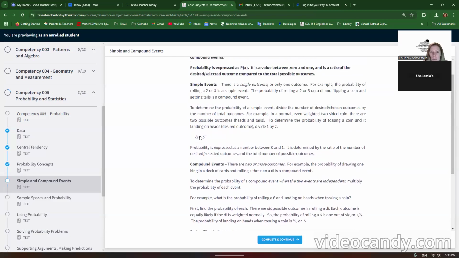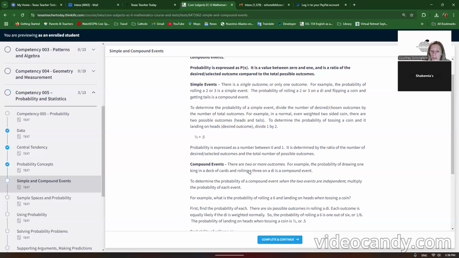To find the probability of a simple event, you just take the desired outcome and divide it by the total possible outcomes. So if we want to know what's the probability of getting heads or tails, well, if we want heads, that's one outcome, right? And there's only two possible outcomes. So it's 1 out of 2.